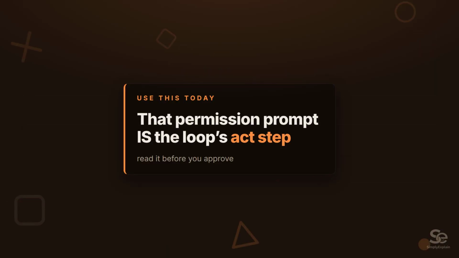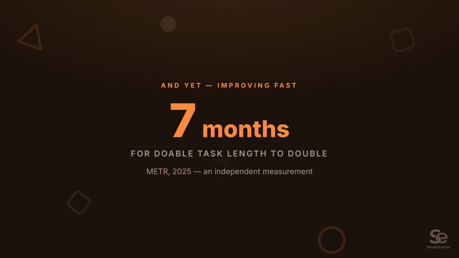So when your coding agent pauses and asks, can I run this command? That pause is the loop's act step surfaced for you. Read it before you approve. That is the guardrail. And yet they're improving fast. METR, an independent lab, measured how long a task agents can finish. That length has been doubling roughly every 7 months. Today's 20-minute agent is tomorrow's all-day agent.